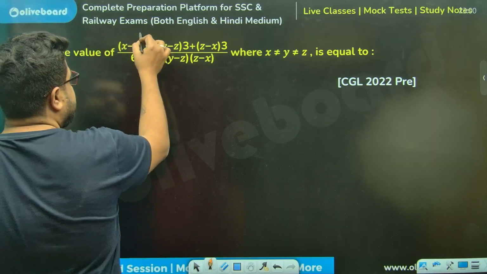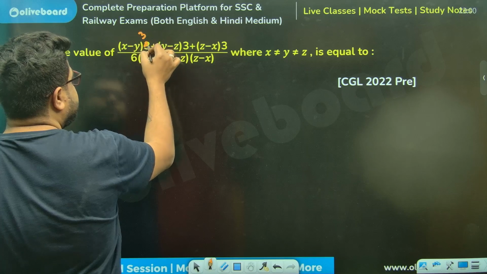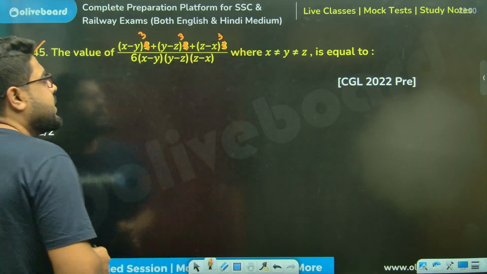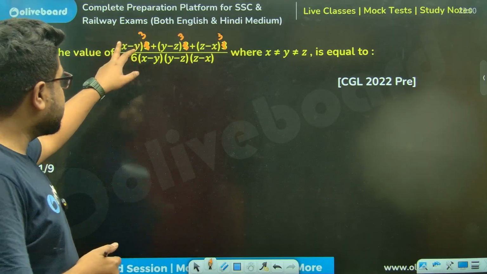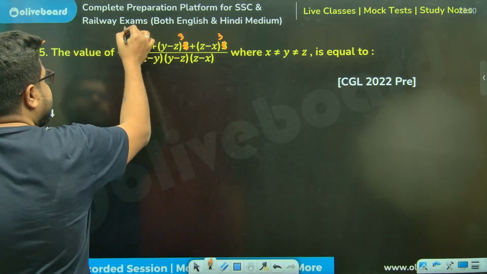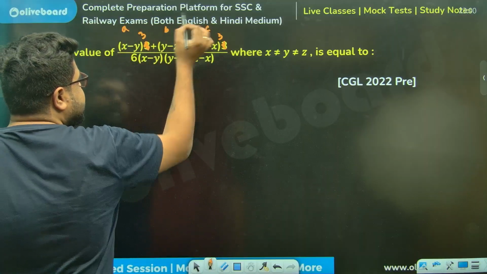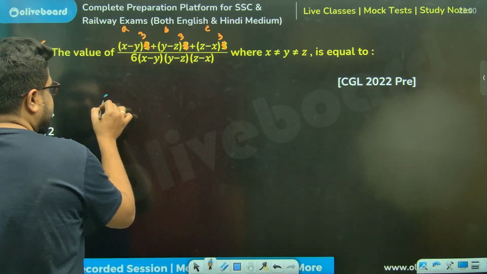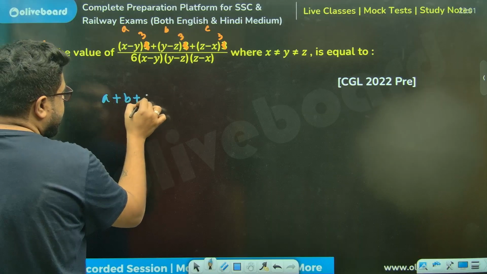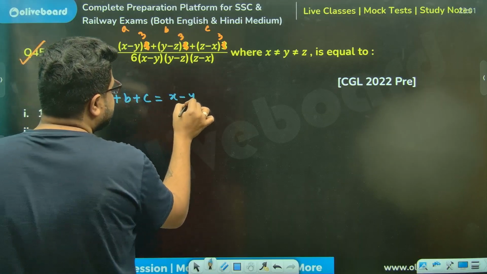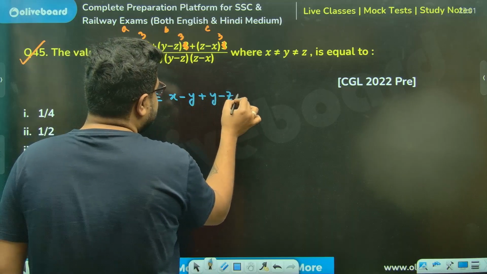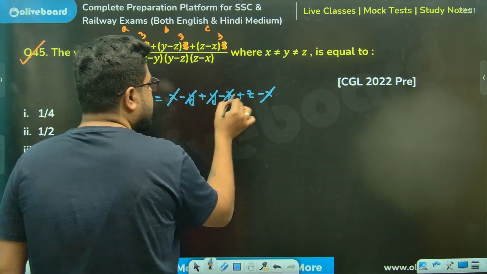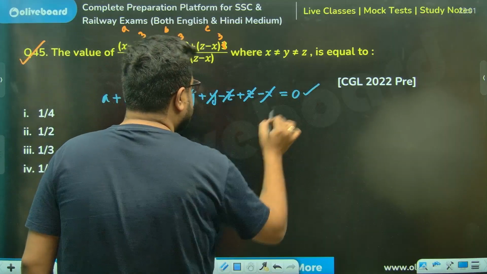These are all cubes. Now, how to do this? If I take this as my A, this as my B, and this as my C, can I simply say my A plus B plus C is equal to x minus y minus z minus x? That is equal to 0.